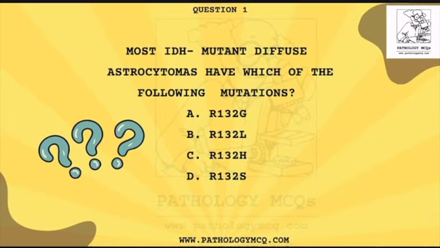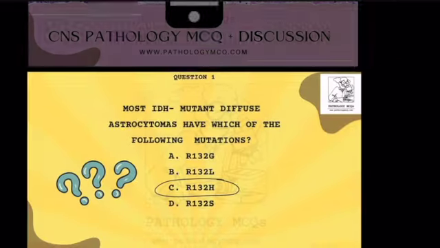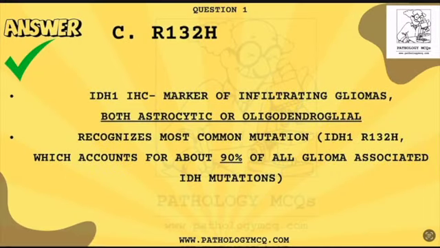We will be discussing a few questions in CNS pathology with answers and explanation. First question. Most IDH mutant diffuse astrocytomas have the following mutation. And the answer is R132H mutation. What is the significance of IDH mutation?